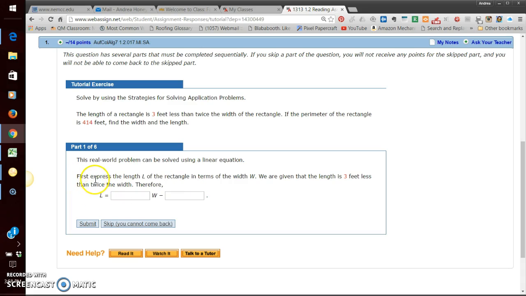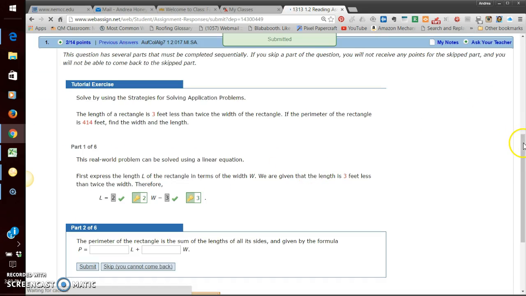The first thing that it asks you for here: express the length of the rectangle in terms of the width. We're given that the length is 3 feet less than twice the width. Therefore, all right, now what it's looking for, a lot of people go through and work the whole problem and then try to put what length equals in here and then what width equals, but if you'll notice, that's not an equal sign, it's actually a minus. So it's asking you to set up that expression. So if it's 3 feet less than twice the width, you need to have 2w minus 3. Okay, 3 feet less than twice the width. Less than, remember, is going to push the number behind the 2w. We'll submit that.